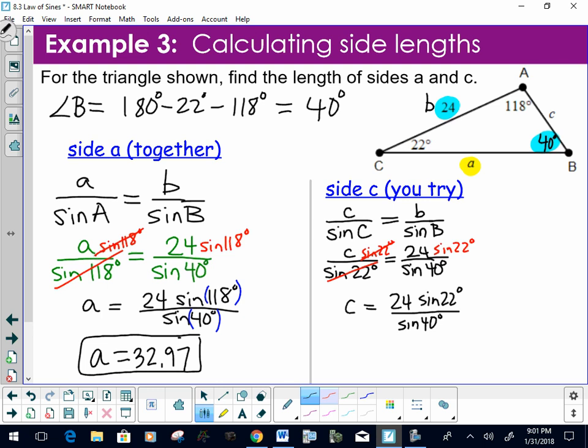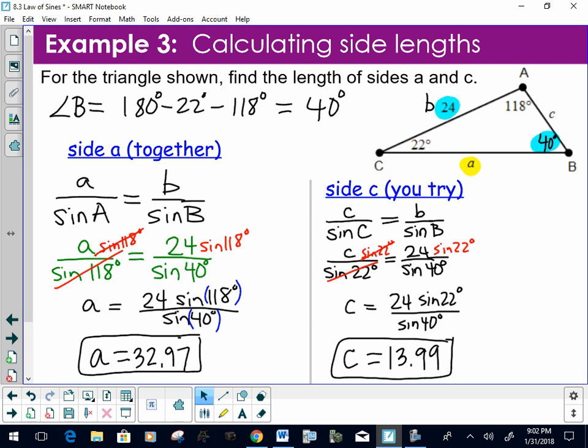And again, we can calculate that using our calculator. If you're getting different answers than me, check the mode of your calculator. Make sure that you are in degree mode. And we find that the length of side C is 13.99. So in a nutshell, that's how to use the law of sines to calculate the length of an unknown side in the triangle.